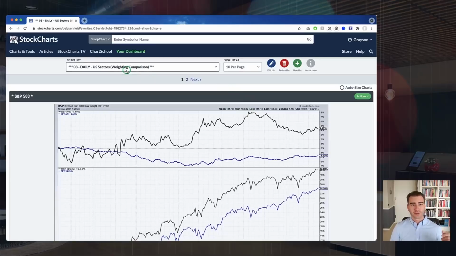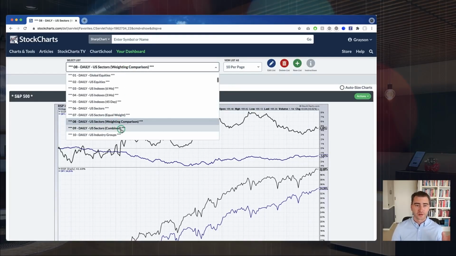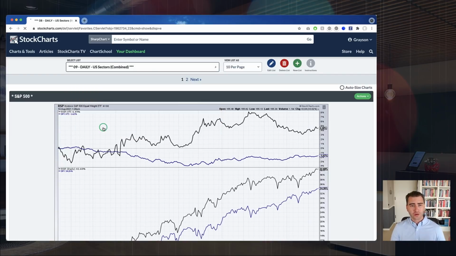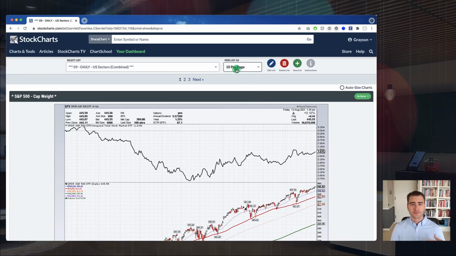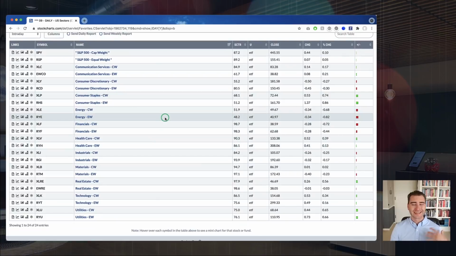Now we're going to jump back up to the top, and we're going to briefly touch on our fourth list. This is our combined list, but we're really going to cover this in ACP because I want to show you some of the multi-chart layout features over there and how those can apply to this sector analysis. So here in the combined list, we'll flip back over to the summary page.